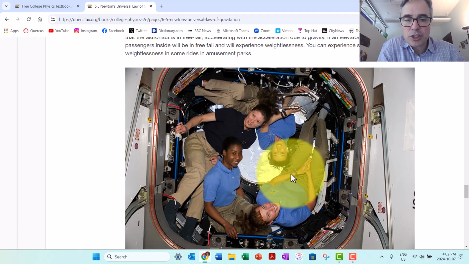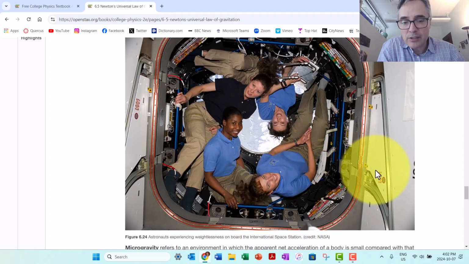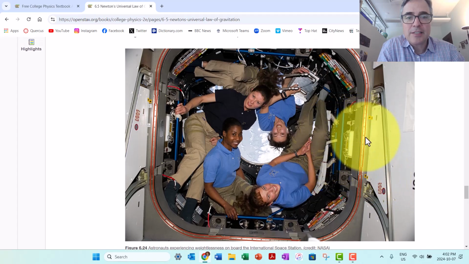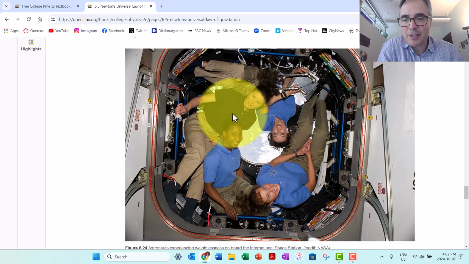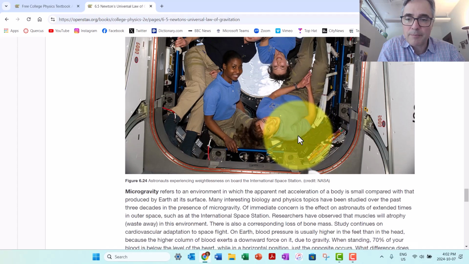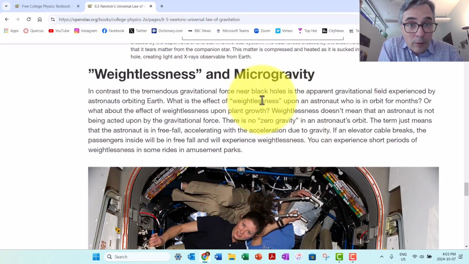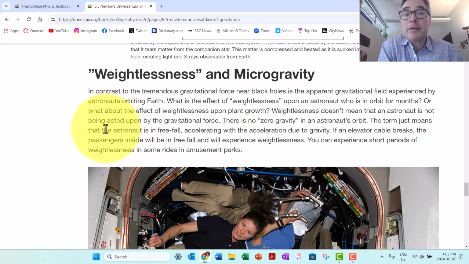So here is a collection of astronauts on board the International Space Station. And you can see they're not experiencing gravity. Their hair is flying around and they can just float around the ship. But what's interesting, in low Earth orbit, like at the International Space Station, there is a force of gravity on these astronauts. Weightlessness doesn't mean that the astronaut is not being acted upon by the gravitational force.